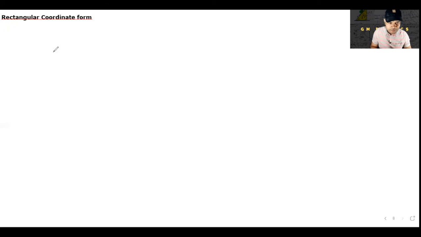I'm writing a general form. V vector is equal to x i cap plus y j cap, right? Where this is the x component of the vector or projection along the x-axis, and this is the y component of the vector, that is projection along the y-axis. The x component and the y component both can be negative or positive depending on in which quadrant a given vector lies, right? We will look at some examples. It will make it more clear.